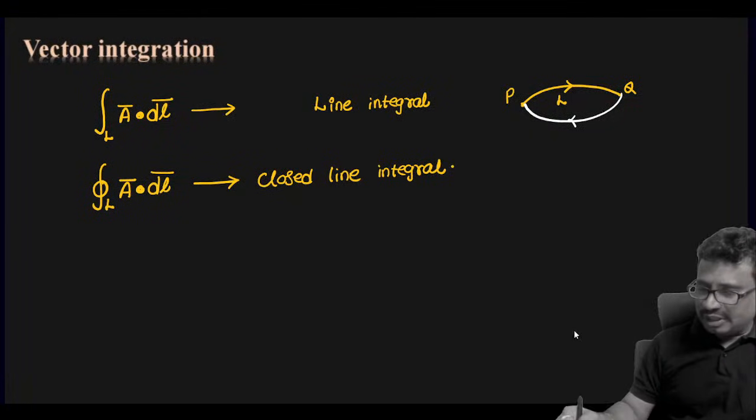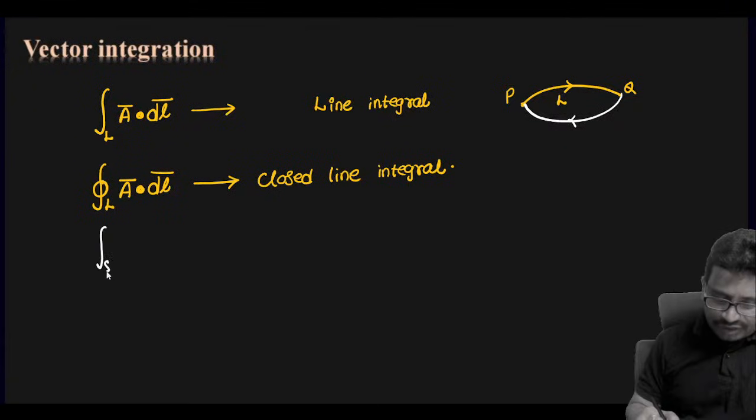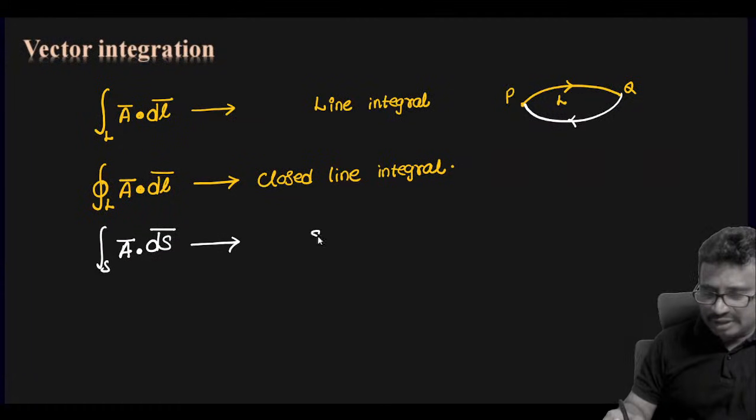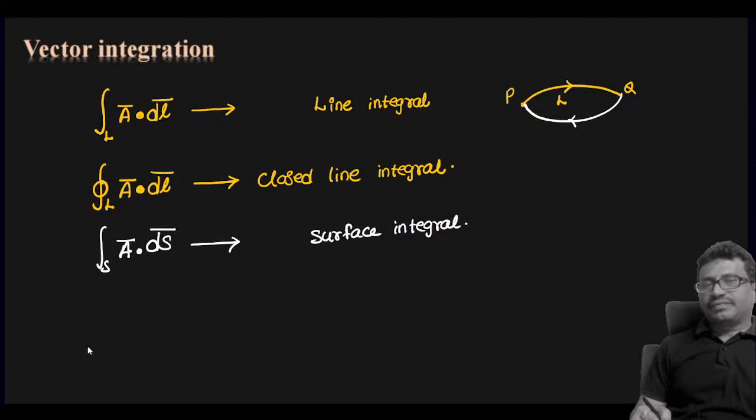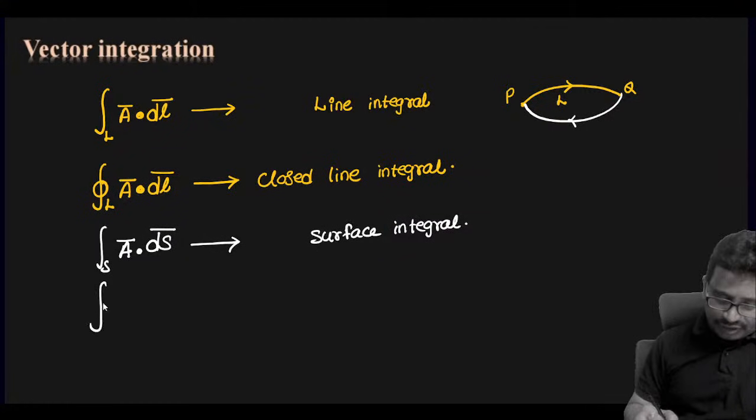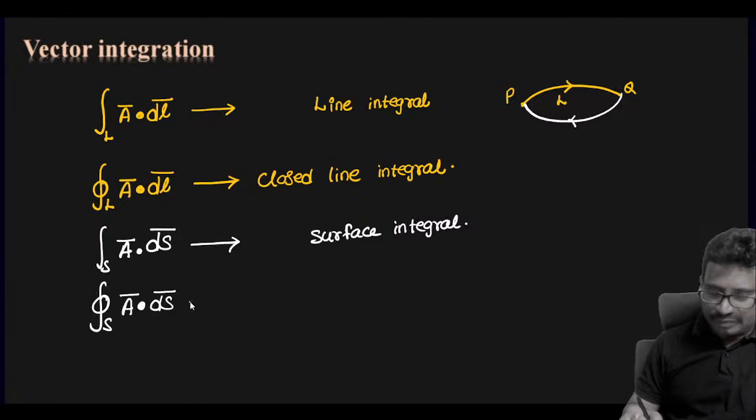Now, if I ask to find the integration of some vector over a surface, we write A bar dot ds. This is called a surface integral. And if the surface is a closed surface, we use the circle on the integral of A bar dot ds bar, and this is called a closed surface integral.